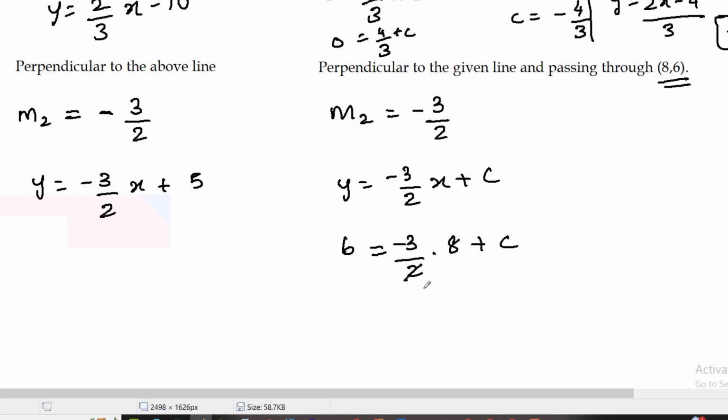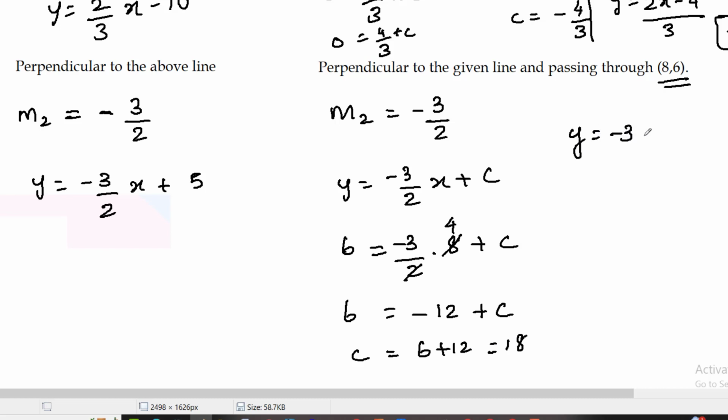Now you can cancel this 2 and this 8; it will go 4 times. So 6 equal to minus 12 plus c. Bring this 12 to this side. C equal to 6 plus 12, that is 18. So what is the main equation? y equal to minus 3x by 2 plus 18.